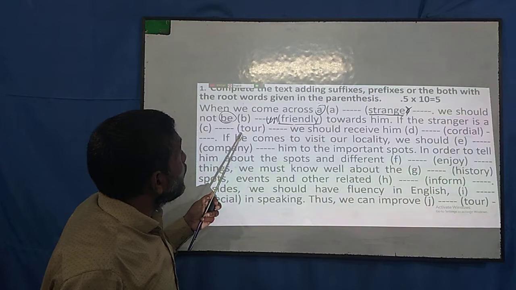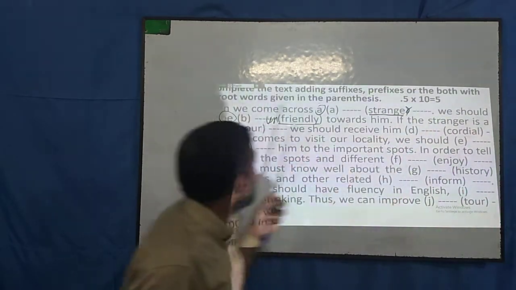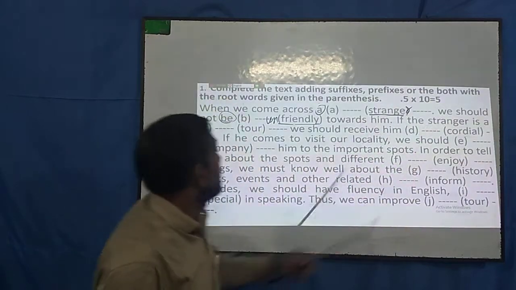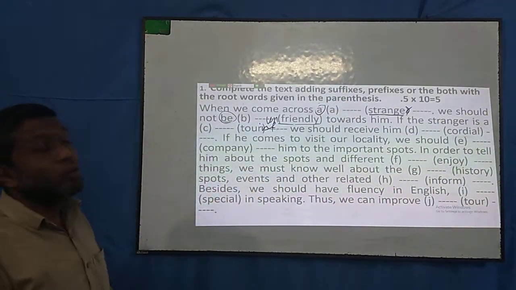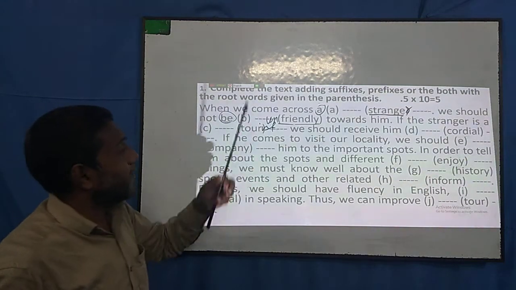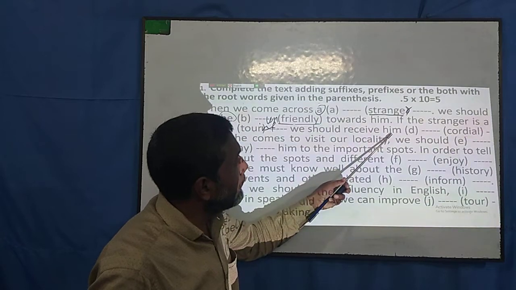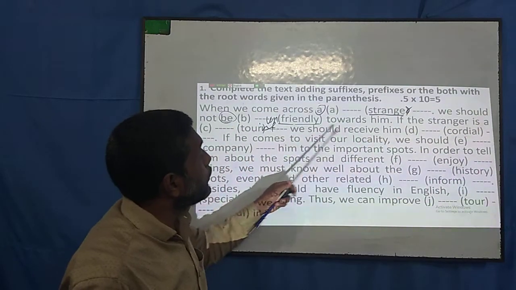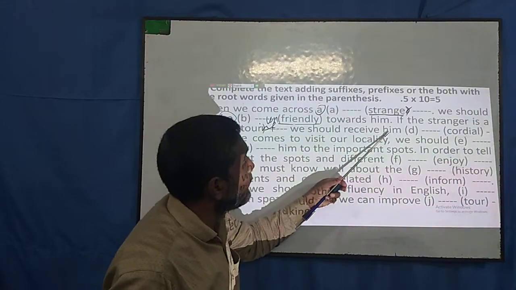So you know tour, but here is a stranger. So you must match the noun with this noun. I know that you have another noun, tourist. So my answer has already been correct here. We should receive him. Meaning the sentence is completed here.